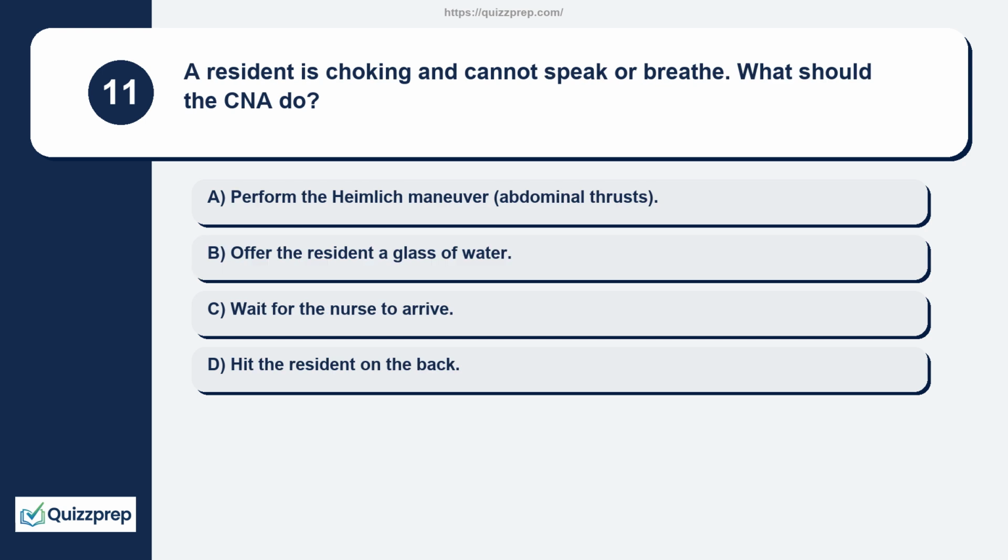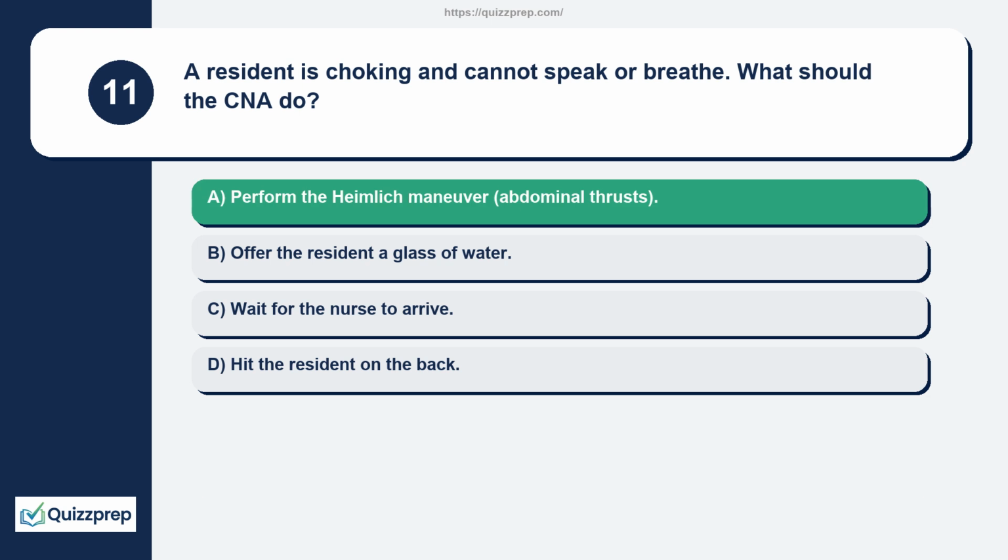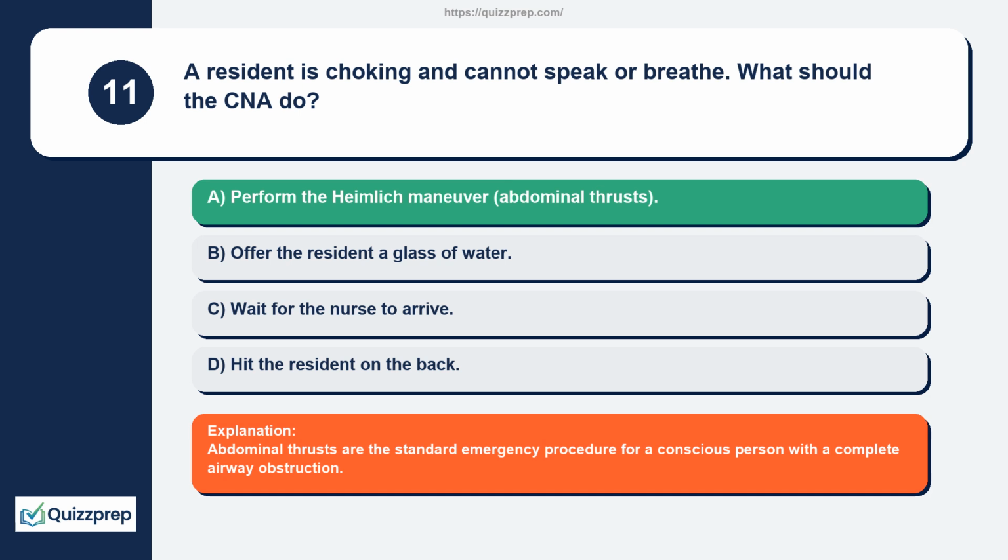Question 11. A resident is choking and cannot speak or breathe. What should the CNA do? Perform the Heimlich maneuver, abdominal thrusts. Offer the resident a glass of water. Wait for the nurse to arrive. Hit the resident on the back. Abdominal thrusts are the standard emergency procedure for a conscious person with a complete airway obstruction.